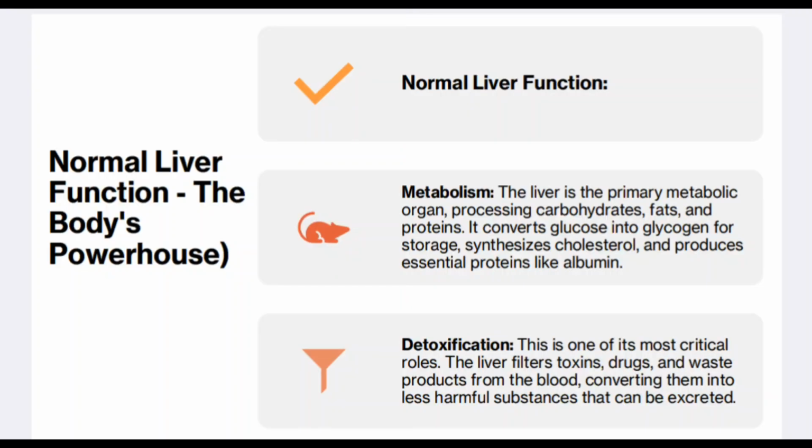So now let's start with the normal functions of the liver. The liver is the body's powerhouse. First function is the metabolism. Liver is the primary metabolic organ processing carbohydrates, fats, proteins, and it converts the glucose into glycogen for the storage, synthesizes cholesterol, and produces the essential proteins like albumin.